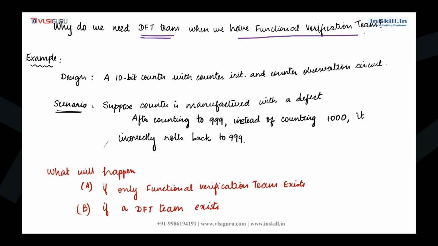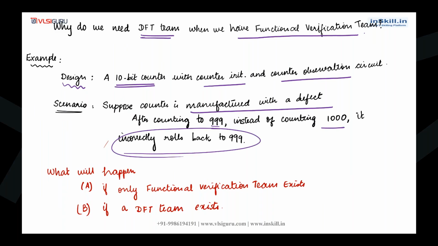So let's try to understand here. Consider that you have a design. Your design is a 10-bit counter with a counter initialization and a counter observation circuit. Say that the counter is manufactured with a defect. After counting 999, instead of counting 1000, it is once again counting 999. We'll try to understand what will happen if only a functional verification team is there and what will happen if a DFT team is there. We'll try to understand both the cases.